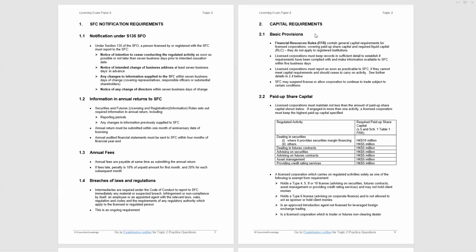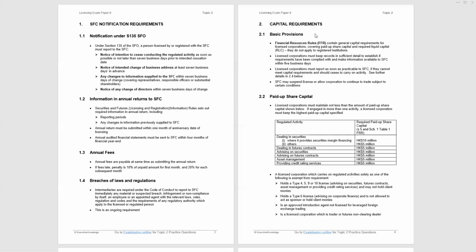Now you can see from the table, basically anything to do with dealing, advising, where you hold client assets, it is 5 million Hong Kong dollars, including asset management. But if you are involved in securities margin financing, the minimum is 10 million Hong Kong dollars. That's the only two you have to remember. Are the numbers examined? They have been, but not regularly. So just remember, 5 million paid up share capital. Otherwise, it's 10 million for securities margin financing.